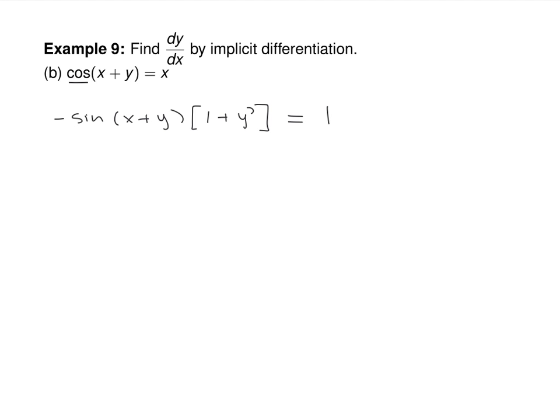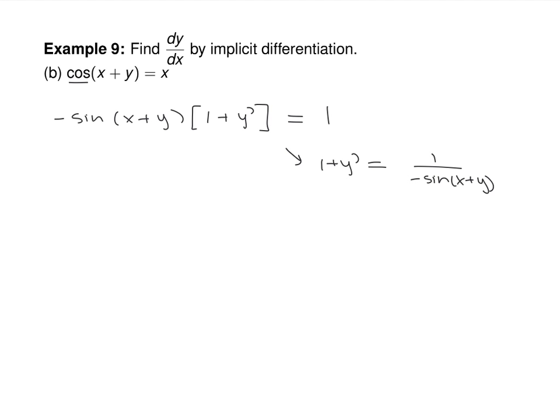You can do one of two things. You can divide by negative sine, or you can distribute. Sure. Can I do it both ways, just to show you how it's going to look different? So if you divide by negative sine, you're going to get 1 plus y prime equals 1 over negative sine of x plus y.